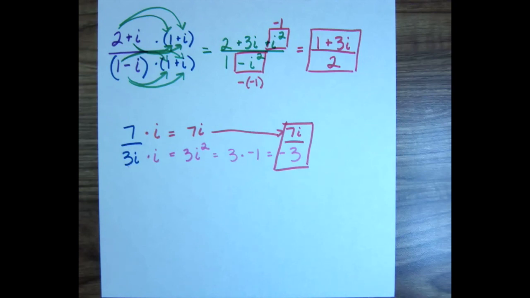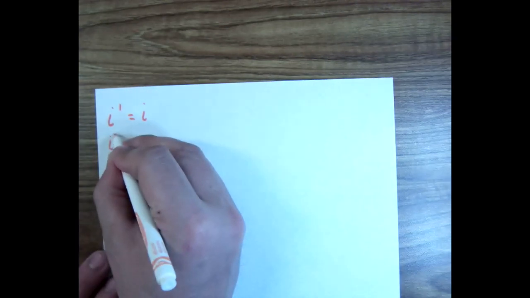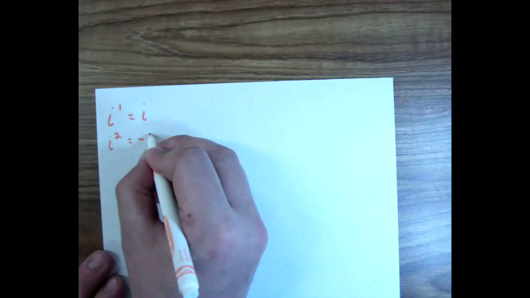Easy enough? So the last thing that we're going to talk about as it relates to complex numbers, not the last thing we're going to talk about ever, sorry, is finding powers of i. For example, I'm going to make a little table here. i to the first power is i. That should not come as a surprise to you. And we talked about i squared being negative 1.